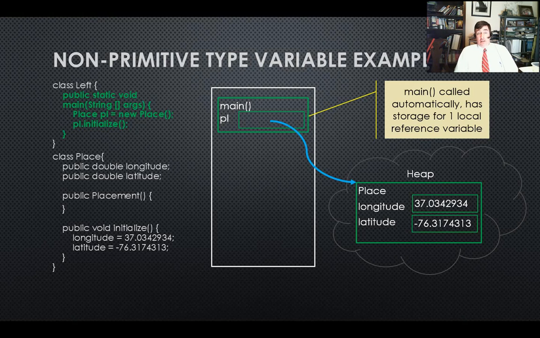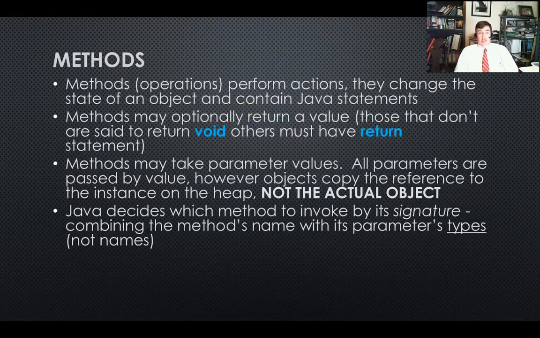So I just spent a lot of time talking about methods in classes. So what is a method? A method is an operation that performs actions. It is the behavior of a class. They change the state of an object and contain Java statements. Methods can optionally return a value. We just saw that with our method main. Methods that do not return a value are called void. All other methods, other than a constructor, which I'll talk about in a second, must have a return statement.